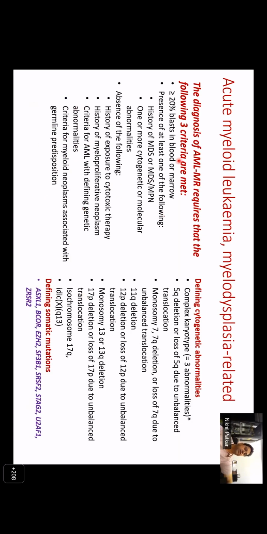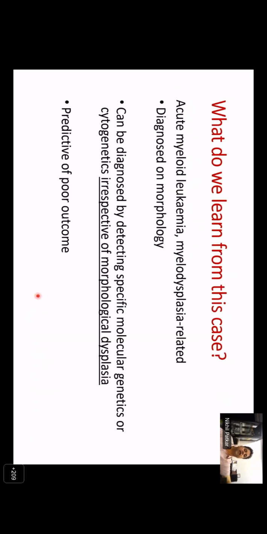The patient should have more than 20% blasts and a history of MDS or MDS-MPN. If not this, he should not have a history of cytotoxic therapy, history of MPN, other genetic abnormalities or criteria for myeloid neoplasms with germline predisposition. And you can get any of either cytogenetic or somatic mutations and still this becomes AML-MR. So what do we learn from this case? That AML-MR can be diagnosed on morphology. It can be diagnosed by detecting specific molecular or cytogenetic abnormalities irrespective of dysplasia.